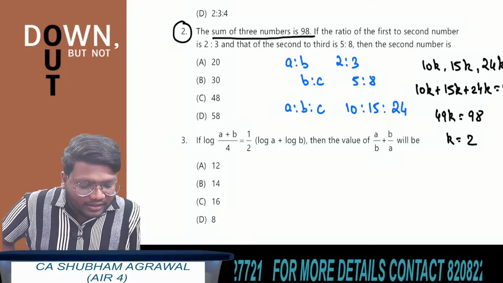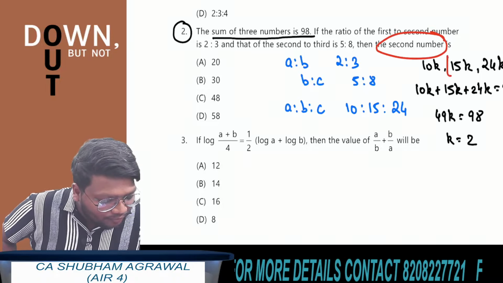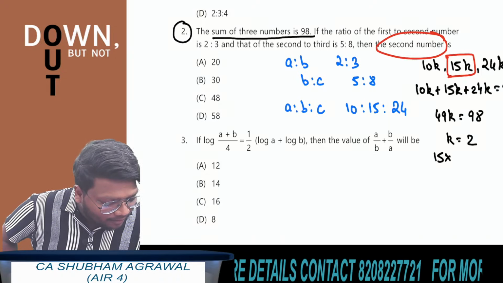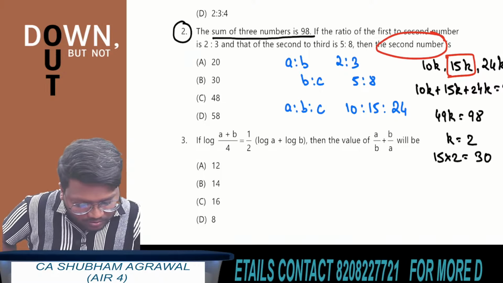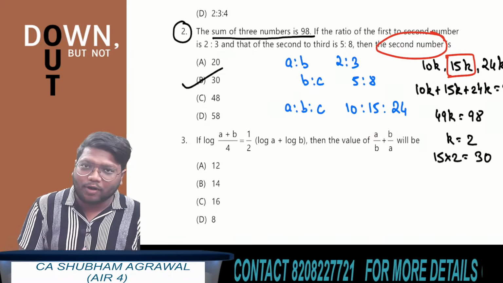What have they asked? They have asked us the value of the second number. The second number is 15k. So what is the answer? 15 multiplied by 2. Okay, 15 multiplied by 2 is equal to 30. Which option is correct? Option B. I hope all of you have understood how to solve this type of question.